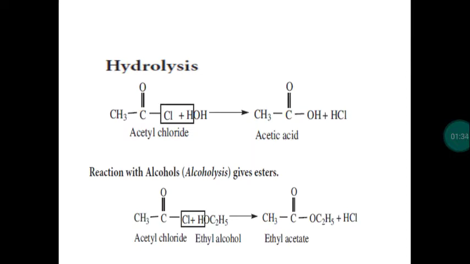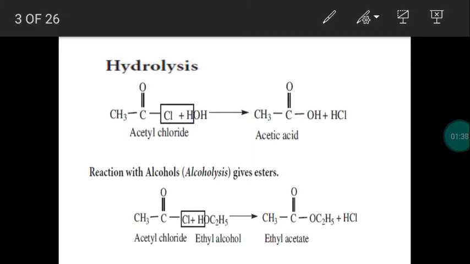Next, chemical properties of acetyl chloride. First one, hydrolysis process. We know that hydrolysis is the addition of water. When water is added to acetyl chloride, we get acetic acid. Not a water molecule, but hydrochloric acid is liberated. So hydrogen and chlorine combine together to liberate hydrochloric acid with the formation of acetic acid.